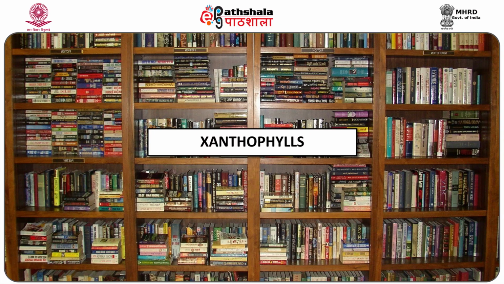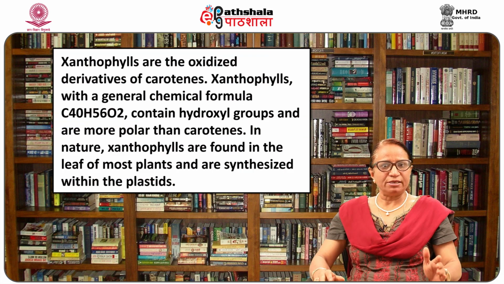Let me study xanthophylls. Xanthophylls are the oxidized derivatives of carotene. Xanthophylls have a chemical formula of C40H56O2. They contain hydroxyl groups and are more polar than carotenes. In nature, xanthophylls are found in the leaf of most plants and are synthesized within the plastids.